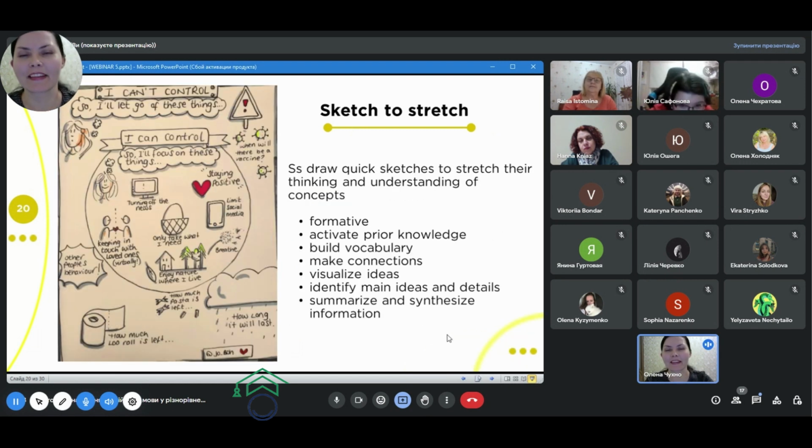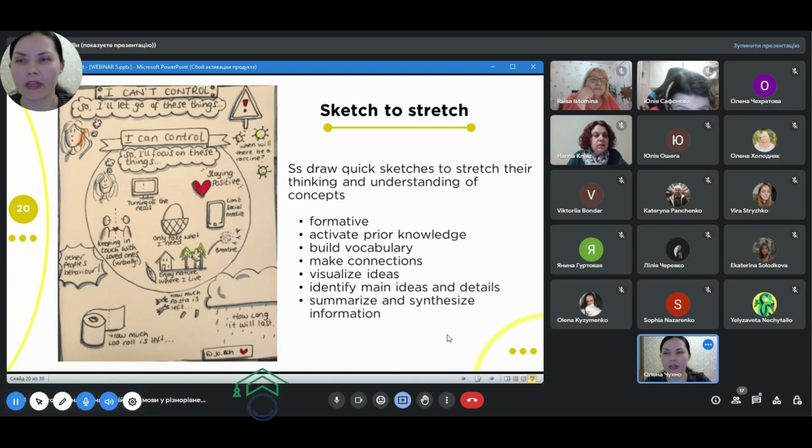I like this one a lot. It is called sketch to stretch. So students draw quick sketches to stretch their thinking and understanding of a concept. It is a formative type of assessment. It activates prior knowledge. It can help building vocabulary skills. It can help make connections. It's great for visualizing ideas. It is perfect for identifying main ideas and details. It helps to summarize and synthesize information.